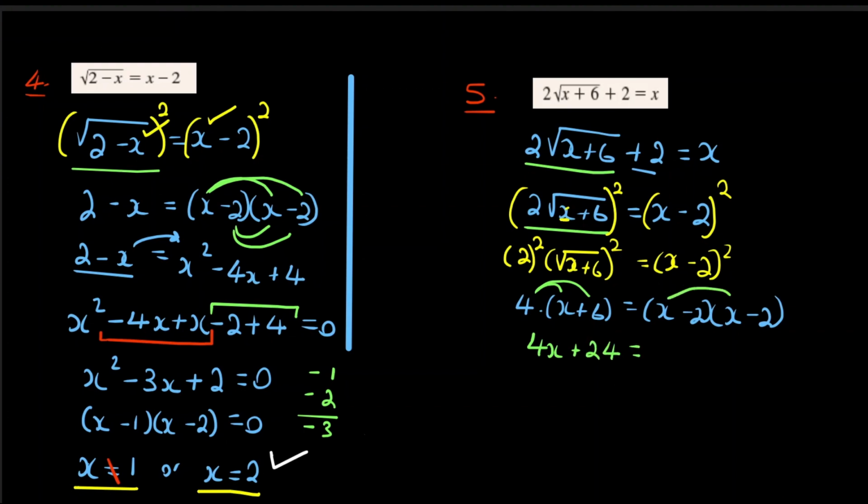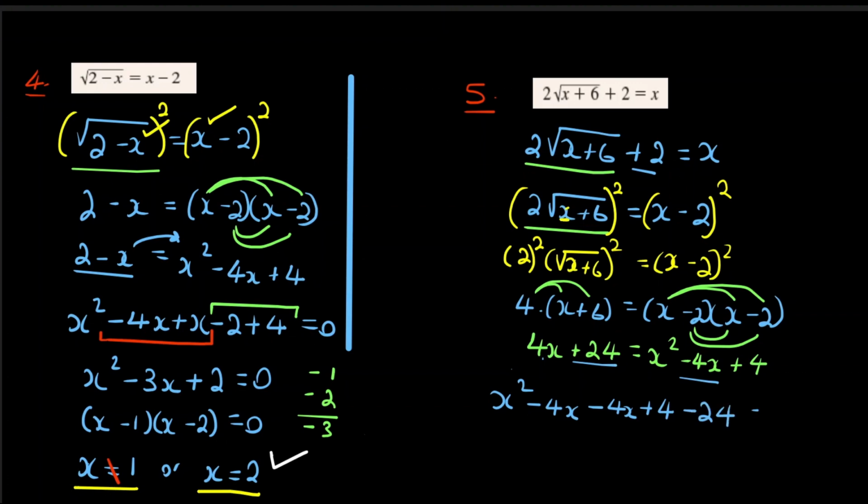Now we do the same thing here, x times x, and minus 2 times x, and minus 2 times minus 2. We'll have x squared minus 4x plus 4. Then now we're grouping everything. So what we do, we take everything to the right-hand side, and we'll have x squared minus 4x, and then if you take this 4x to the other side, it will be minus 4x plus 4. If we take this 24, it will be negative 24, equals to 0.